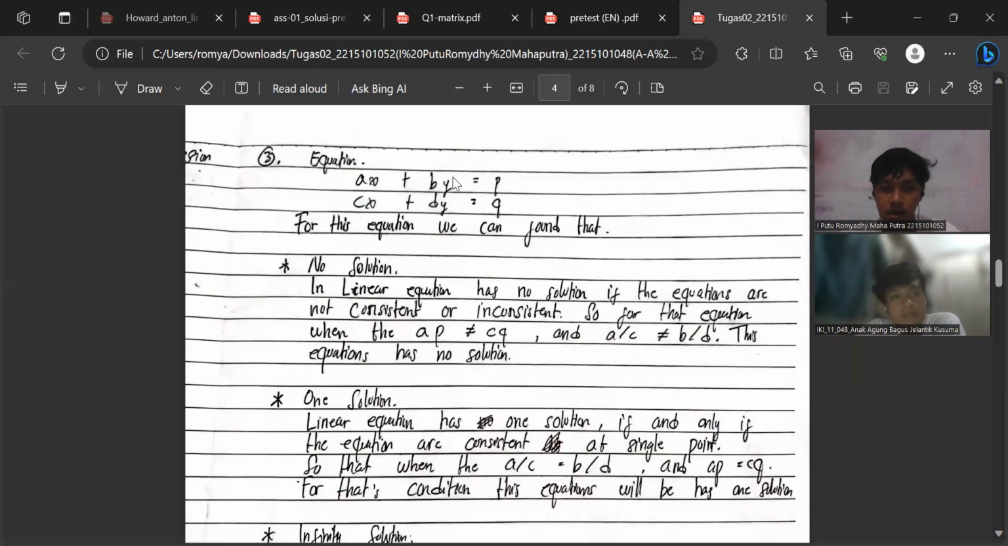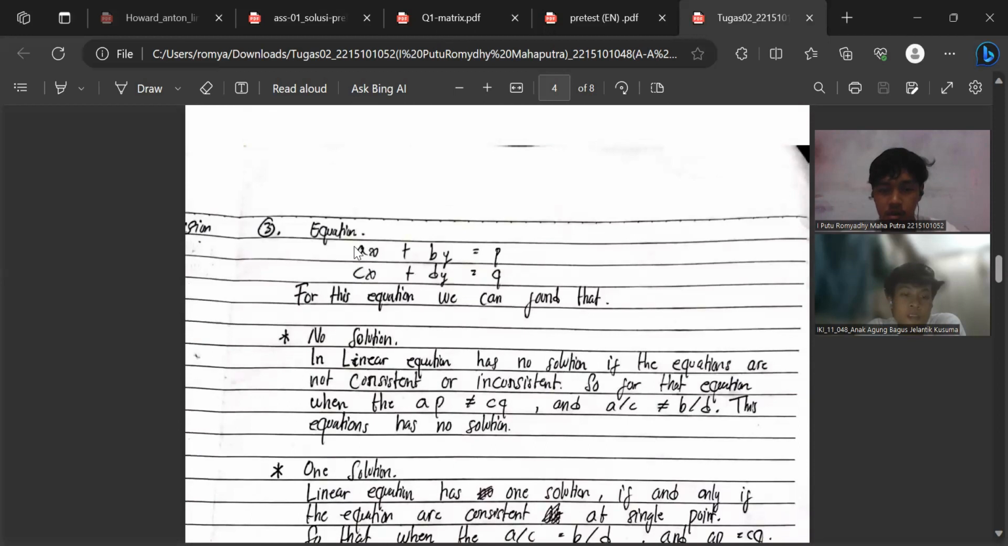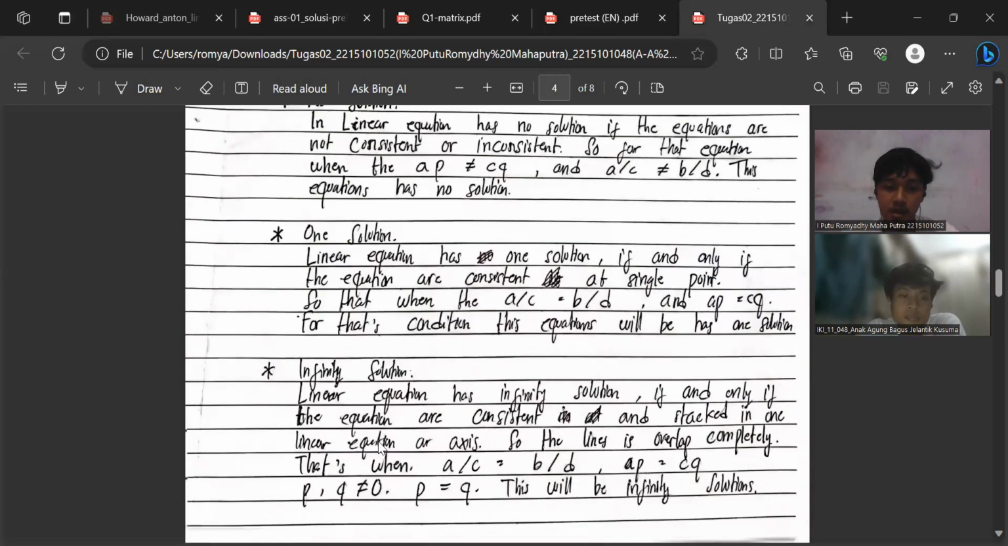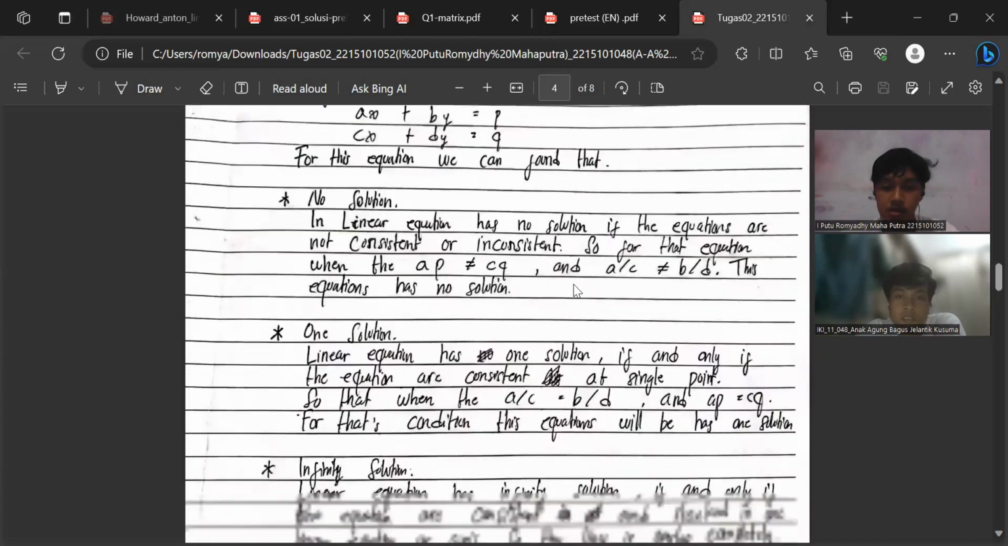So the condition is that p is equal to kq, and k is not equal to 0. Then in this equation, p and q have the same ratio, like equation number 2. Equation number 2 is similar to this, so it is similar to an infinite solution. So this will be an infinite solution.